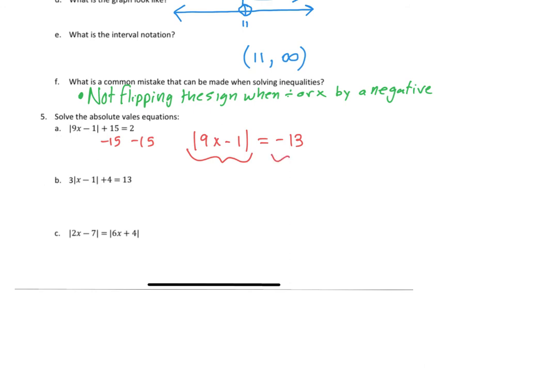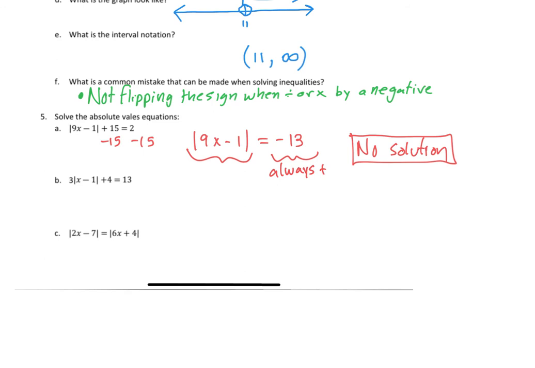The absolute value is always positive. The inside of the absolute value can be positive or negative. But if you have an entire absolute value that equals a negative, then that means that we have no solution. So we are done with that. Whenever you have your absolute value equal negative, we have no solution.